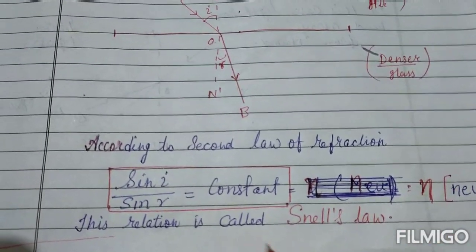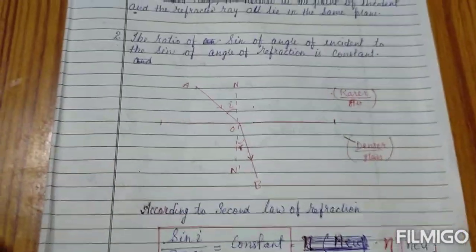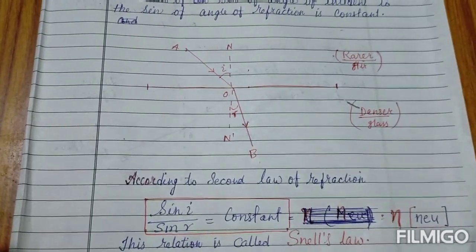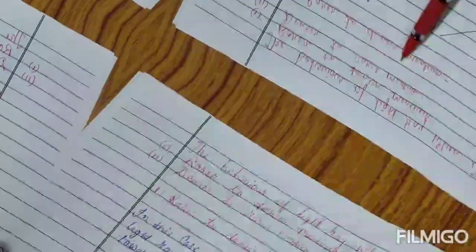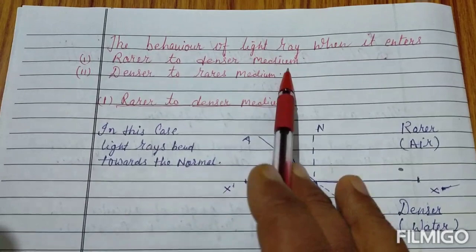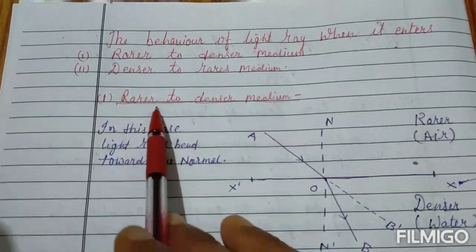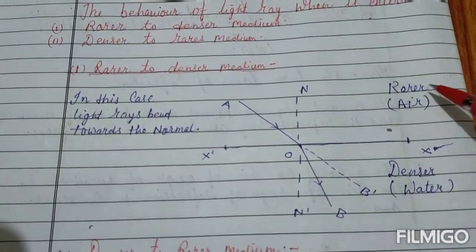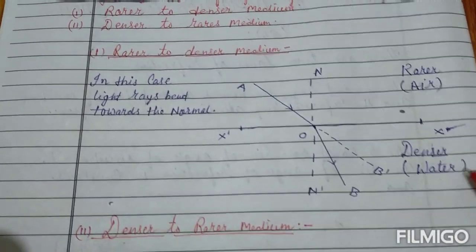This relation is called Snell's law. Now we will see the behavior of light rays when it goes from rarer to denser medium and denser to rarer medium. In the first case, rarer to denser medium, I have taken rarer medium, that is air, and denser medium, that is water.